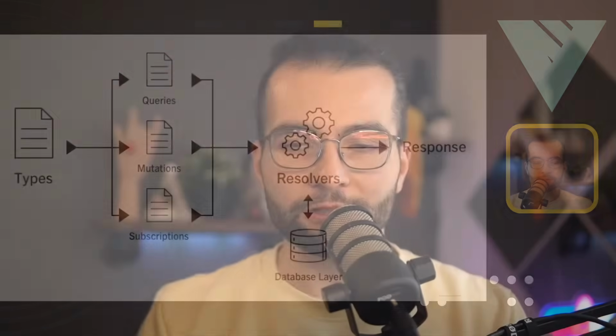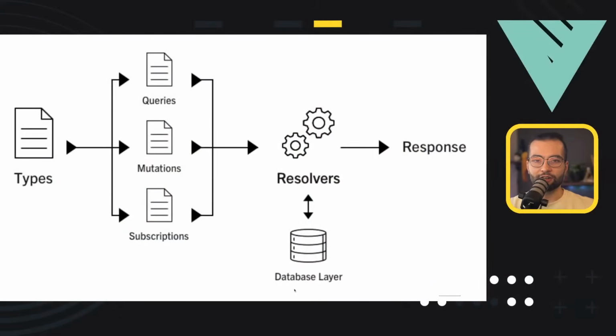Resolvers are simple functions that tell GraphQL how it should go get the data for this specific field. In some cases, it's going to read from the database layer. In some cases, it's going to call another API, or do some processing around it. But in general, the goal of a resolver is to go get the data for a specific field in our types, and then we return the response.